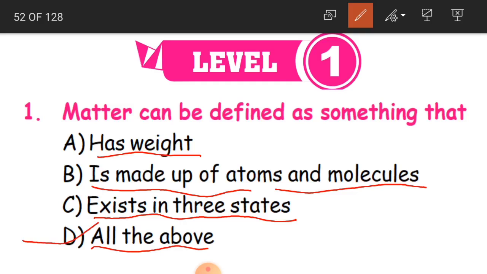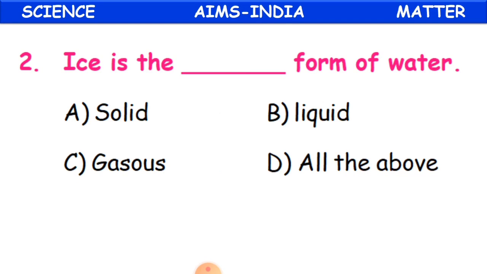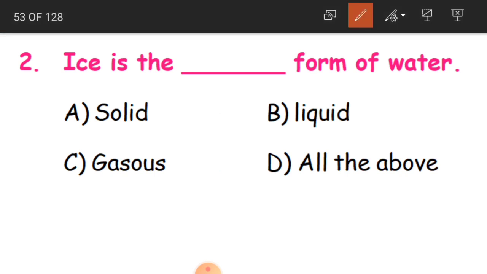Why? Because matter has weight. It is made up of atoms and molecules, and it exists in 3 states, that is gas, liquid and solid. So because all 3 options are matching, D is the correct answer. Clear children? Now the second one, ice is the dash form of water.